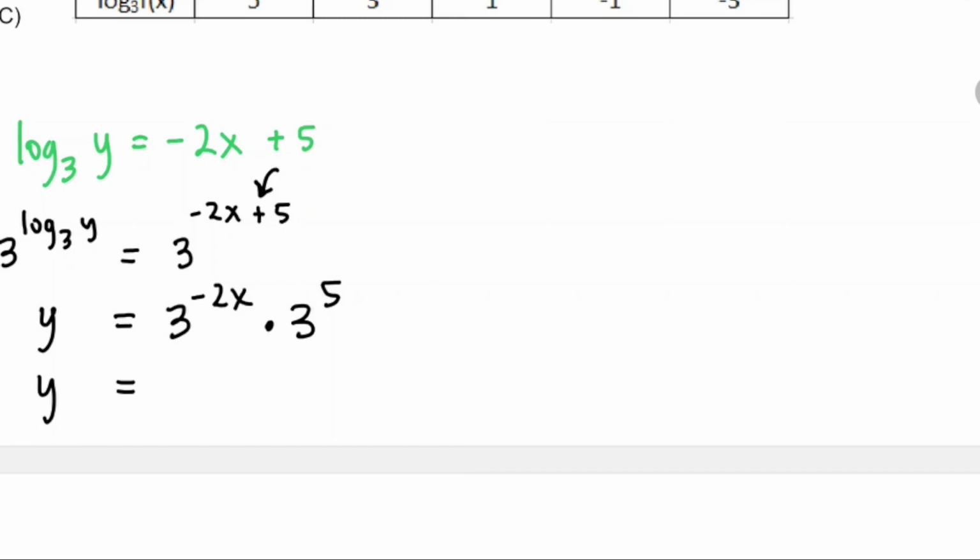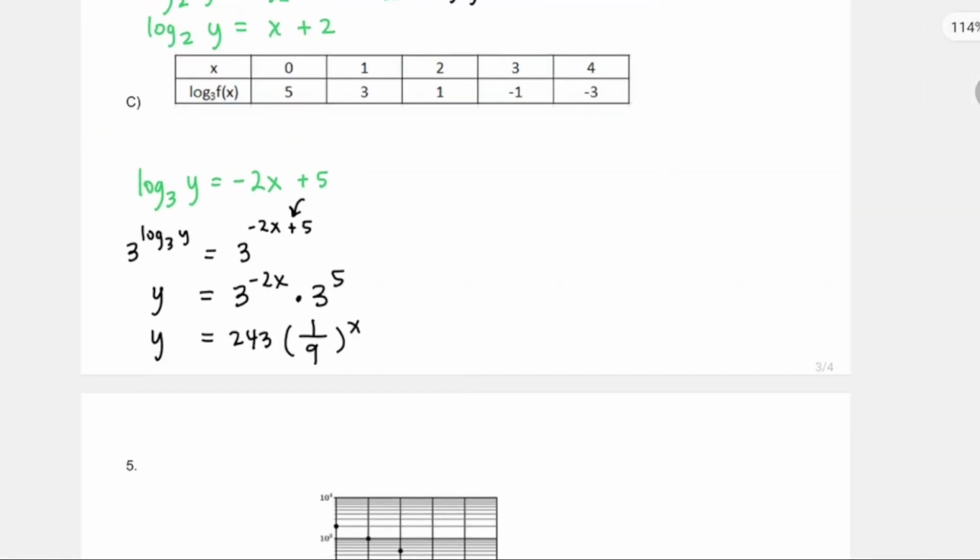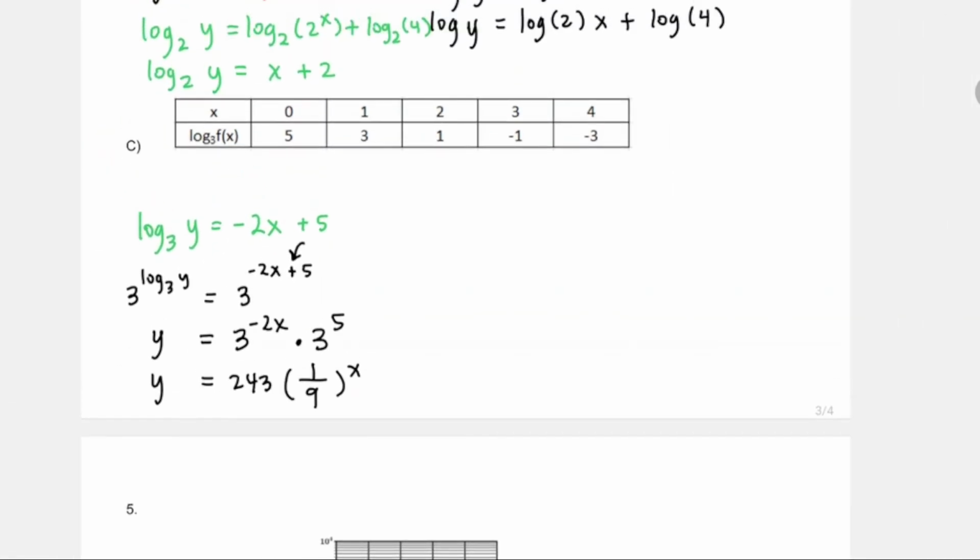So this is regular y, is equal to 243 times 3 to the negative 2x. I'll do another exponent property there. 3 to the negative 2, that's 1 over 3 squared, so it's 1/9. And there we get an equation that's very exponential. Also, look at that, I've got exponential decay, and that makes sense because the log of f is decreasing.